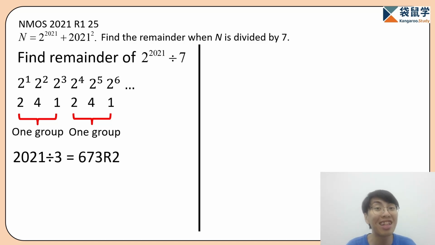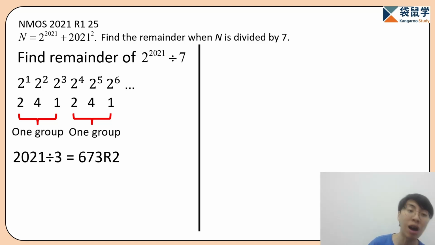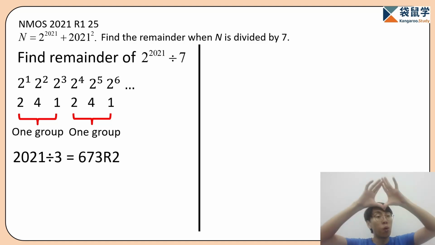And how did I get that first? I just add up the digits of them. 2 plus 2 plus 1, which is equal to 5, divided by 3. But that is another topic. Alright, so if I know that this remainder is 2, does it mean that my answer is just 2? No, no, no. We always say that divide by 3 is because 3 numbers are in one group.